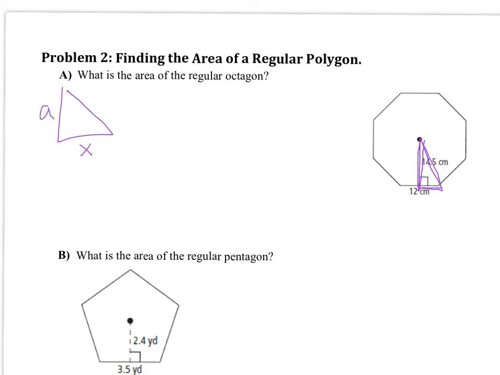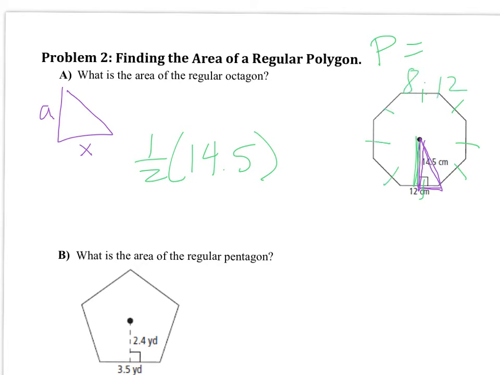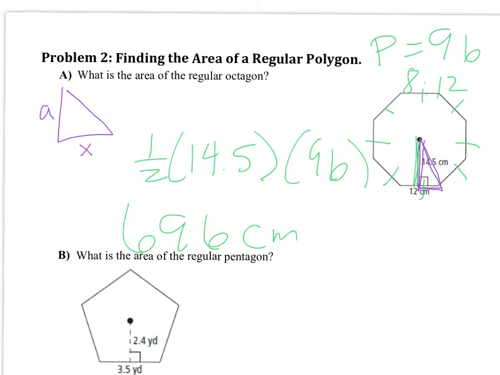However, good news, we don't necessarily have to write that up for this problem, because we already have the apothem, which is 14.5. So I'm going to have 1/2 times my apothem, 14.5, times my perimeter. Now my perimeter will be equal to 1, 2, 3, 4, 5, 6, 7, 8, so 8 times the side length. So 8 times 12 will give me 96. So I multiply that by 96. My area is 696 centimeters squared.